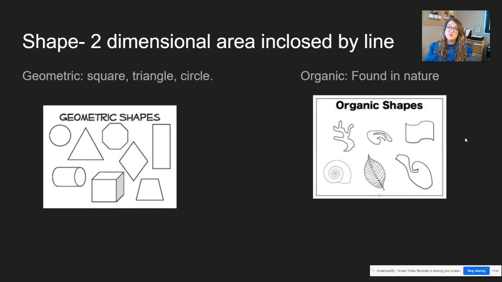Shape. Shape is two-dimensional, and it's an area enclosed by line. So you have a few different types of two-dimensional shapes. You have geometric, so that's square, triangle, circle. These are just your basic shapes that you learned growing up. And then you have organic. These are found in nature. Okay, this is your river that's flowing through. This is your trees, your flowers. Okay, things that are very organic.